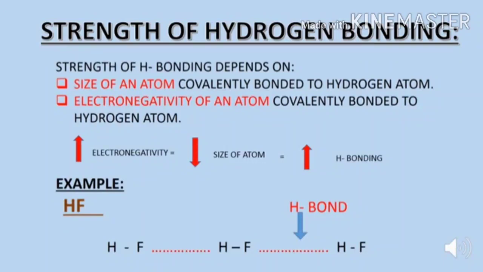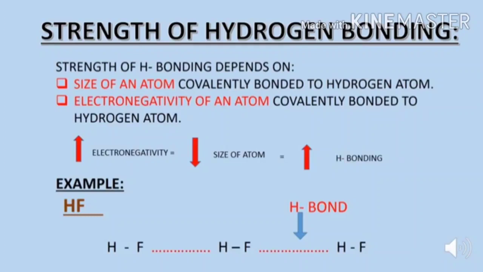Now, what is the strength of the hydrogen bond? As this is a molecular force of attraction, this bond is weaker as compared to the covalent bond as well as the ionic bond. But this hydrogen bond is much stronger as compared to van der Waals forces of attraction. As in van der Waals forces of attraction, there is a large distance between the two molecules. So this hydrogen bond is much stronger.